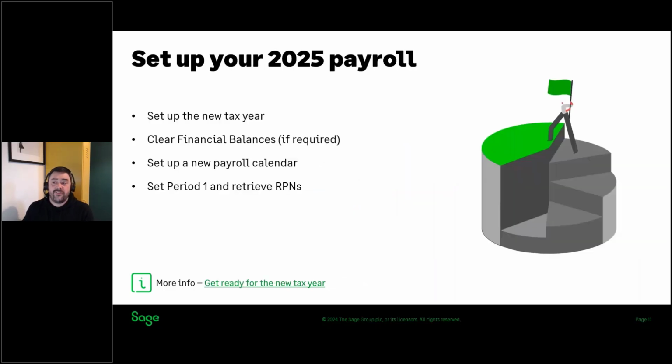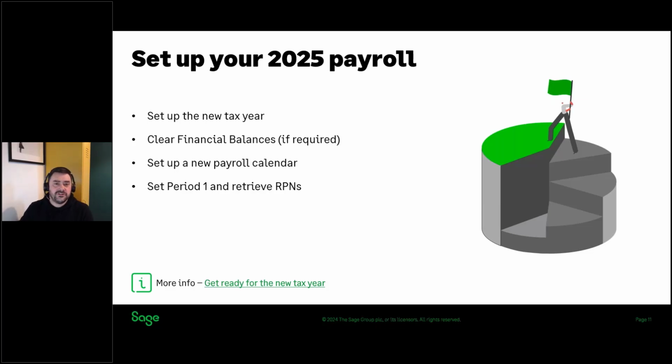So we've got our 2025 set up. Just to recap those steps, we set up the new tax year from 2024, which transferred our payroll data into the 2025 software. We then set up the new payroll calendar, which also involved clearing financial balances if required. So if your financial year runs January to December, once you've got your calendar set up, you can then set period 1, retrieve the latest RPNs, and away you go into the new tax year.